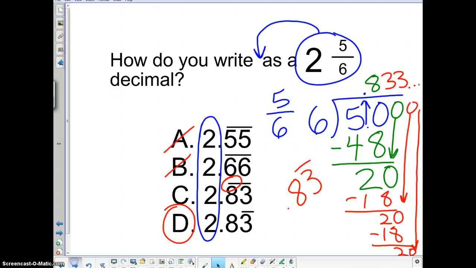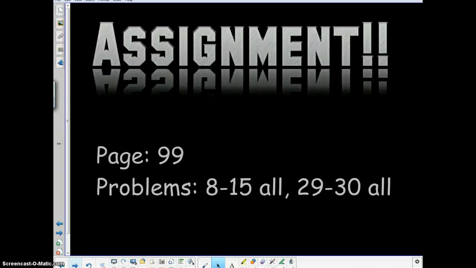And due to time, we got to keep moving here. Okay, so the assignment is page 99, problems 8 through 15 all, 29 through 30. And that will be due at the beginning of class tomorrow. I'll be taking multiple questions on it. I'm sorry I couldn't be there today, but we will go through any problems that you have questions on tomorrow at the beginning of class. If you need to have this paused so you can write this down, just ask the sub to pause the video to make sure everybody gets the homework assignment.